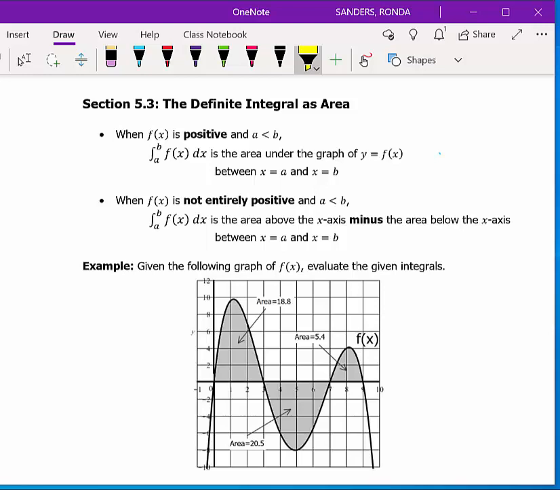So if the graph of f is entirely above the x-axis, there is no difference between the integral and the area under the curve. When f of x is not entirely positive and a is less than b, the integral from a to b of f of x dx is the area above the x-axis minus the area below the x-axis between x equals a and x equals b. So if the graph of f of x is not entirely above the x-axis, there is a slight difference between the integral and the area under the curve.